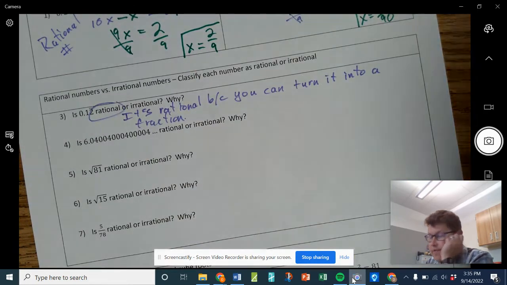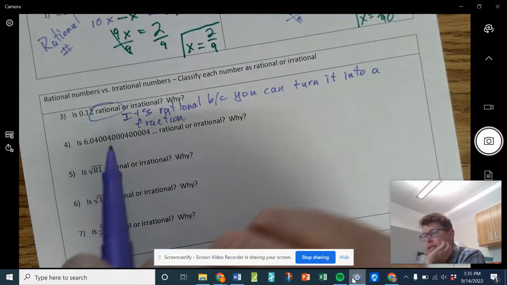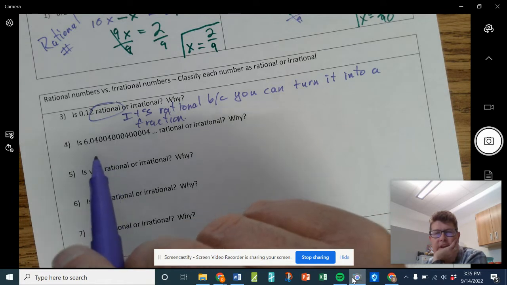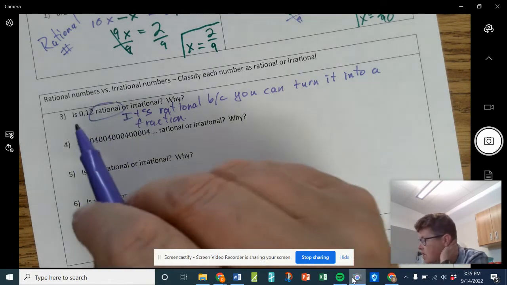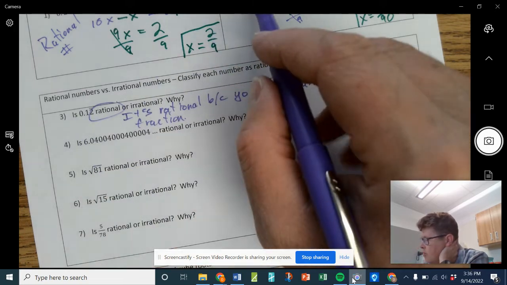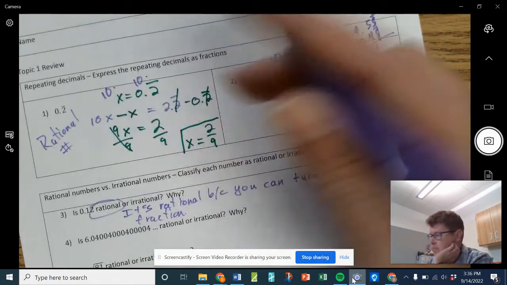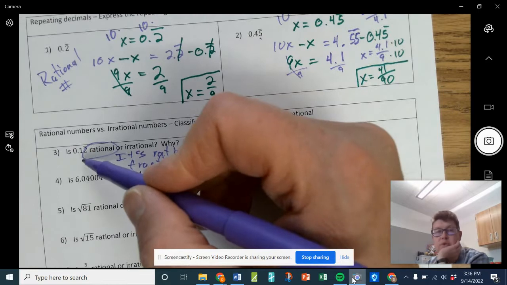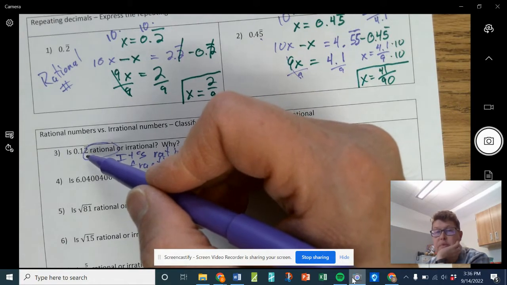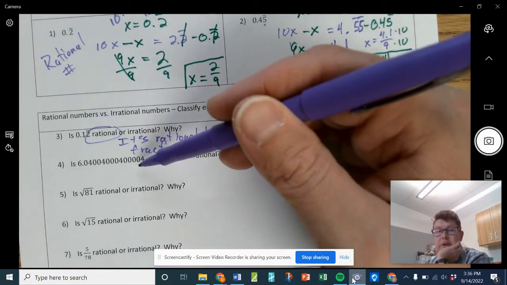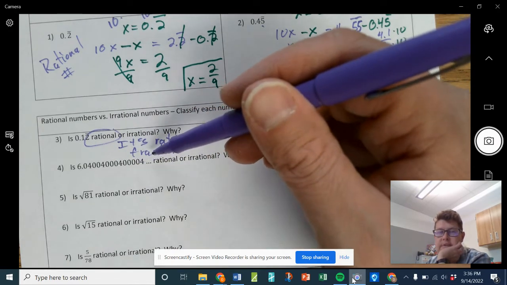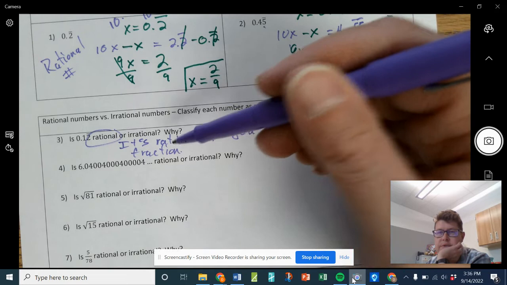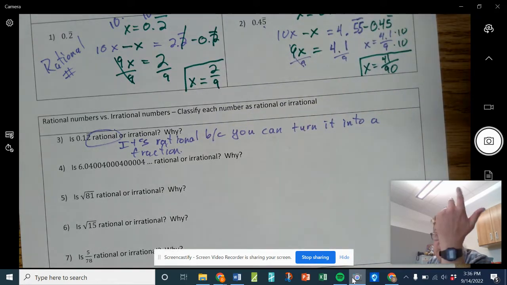Okay. All right. Number 4 right here. Is this rational or irrational? Well, it does repeat. It does have kind of a pattern in here, but it's not a pattern we can use to turn into a fraction. Because if it were like 0.1222222, that's a pattern we can use. But this is not a pattern we can use because this 0 keeps adding 1 each time. So it'd be 5 zeros, then a 4, and then 6 zeros and 4. So that's not a pattern that we can use to turn into a fraction.